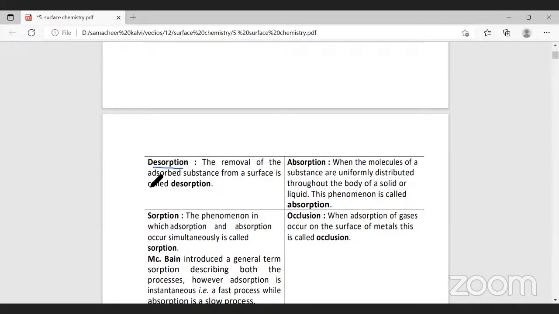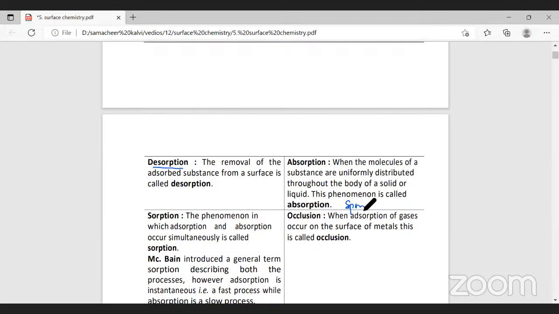The removal of adsorbed substances from a surface is called desorption. Absorption, I already told you about absorption. When the molecules of a substance are uniformly distributed throughout the body of a solid or a liquid, the phenomenon is called absorption.